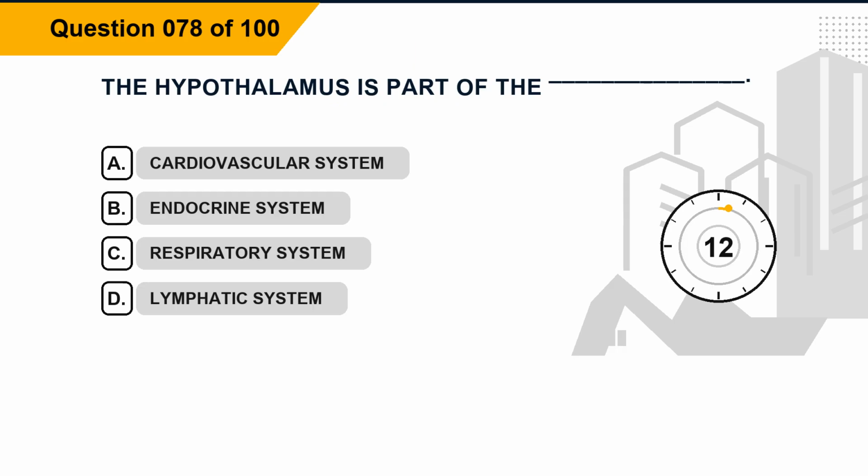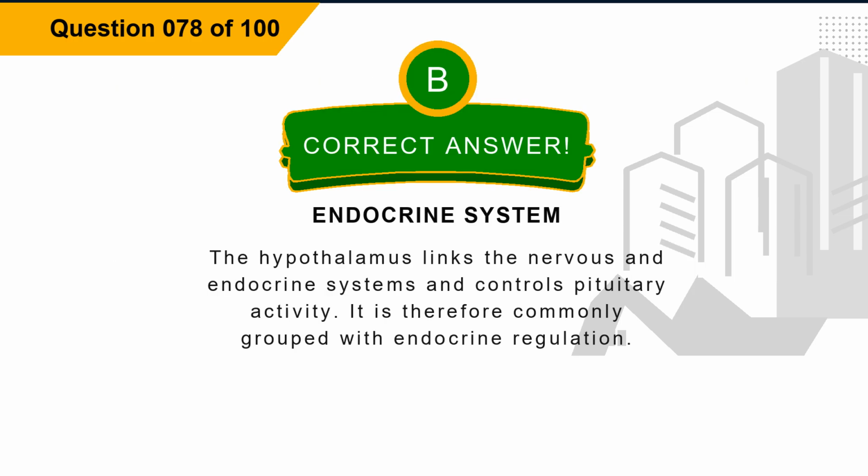Question 78. The hypothalamus is part of the blank. Option A, cardiovascular system. Option B, endocrine system. Option C, respiratory system. Option D, lymphatic system. The correct answer is option B, endocrine system. Explanation: the hypothalamus links the nervous and endocrine systems and controls pituitary activity. It is therefore commonly grouped with endocrine regulation.